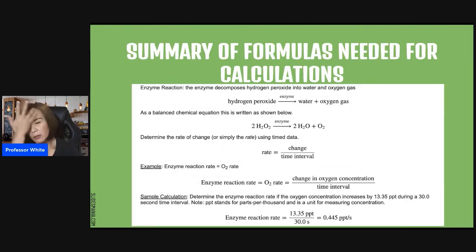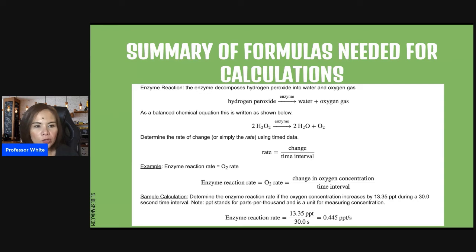Now, please remember to take a look at the summary of formulas you need for your calculations, because the questions include asking you to solve. And please make sure that you show your solution in your lab report when you answer them.